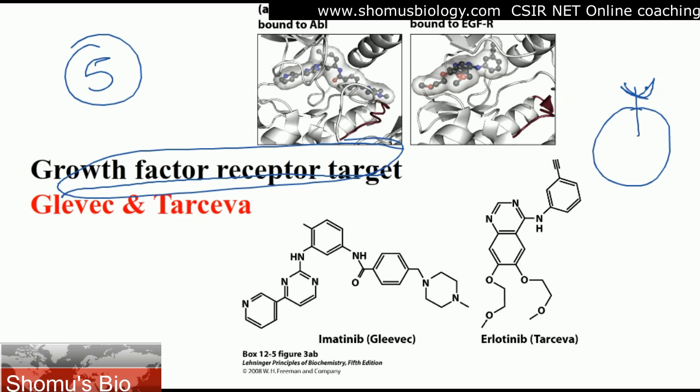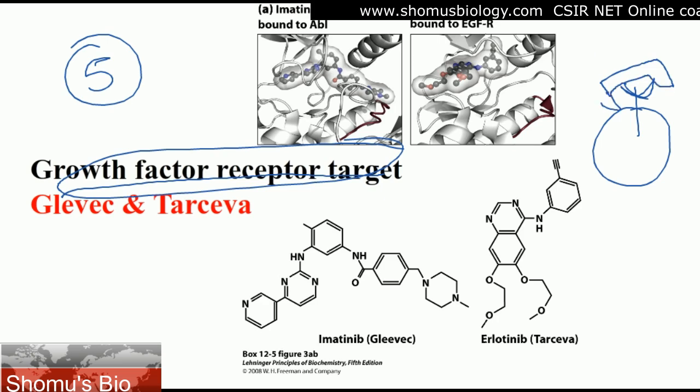So in all these cases, Glivec and Tarceva is like a masking agent which can bind with the growth factor receptor and block the growth factor receptor.